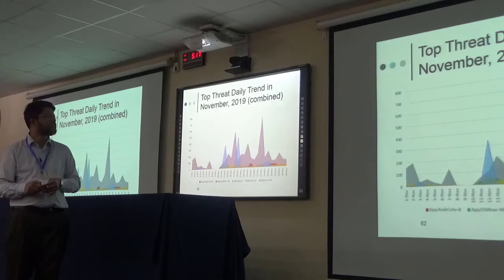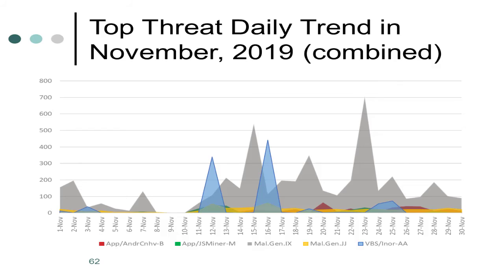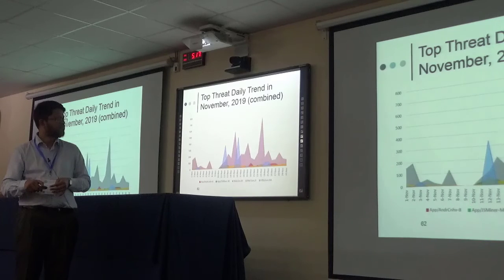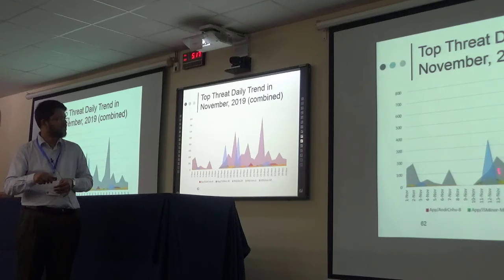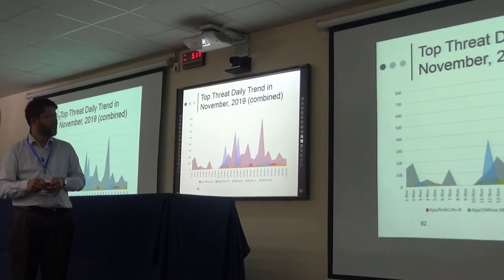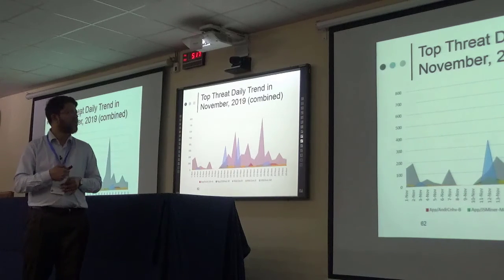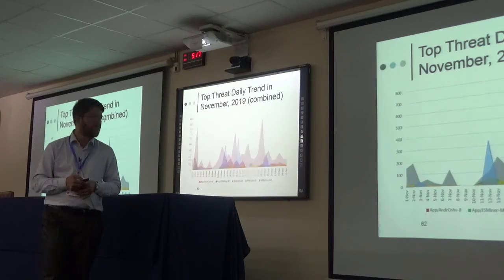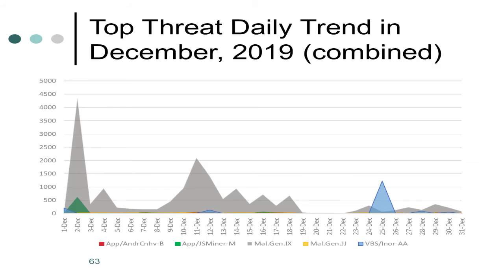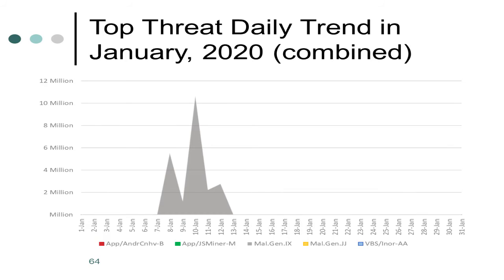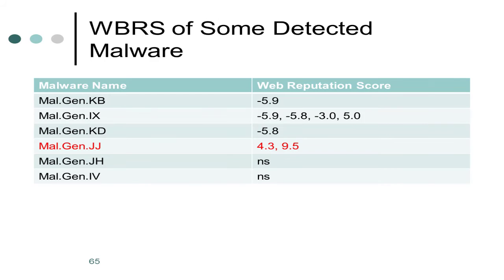So on other months, in November, again you can see Malgen is the prevalent, the gray one, and we see some BBS consistently in the green zone, and some other attacks come from other methods. So this is December, January, so we see almost similar trends of using the same generation of malware.